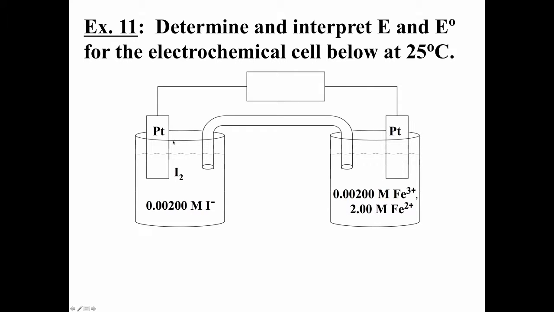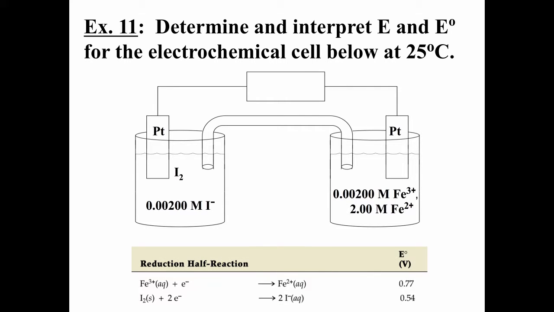Quick note, platinum is an inert substance, at least not very reactive, and we often use it for electrodes for that reason. There are other things we can use for electrodes that are inert or not very reactive, such as carbon. So this isn't going to be a part of our half reactions. The half reactions are going to be between I2 and I-, and between Fe3+ and Fe2+.